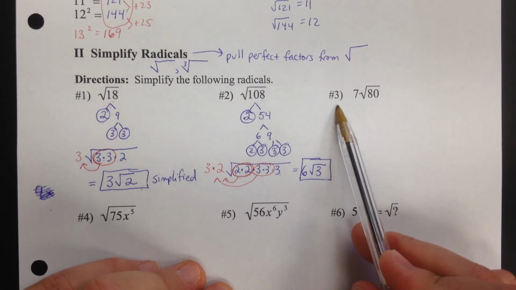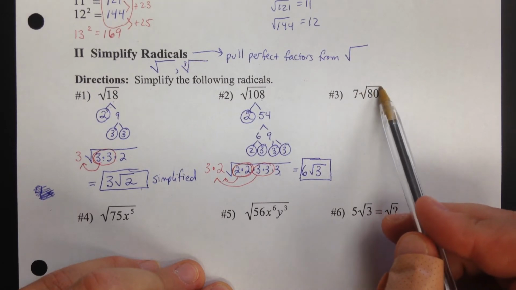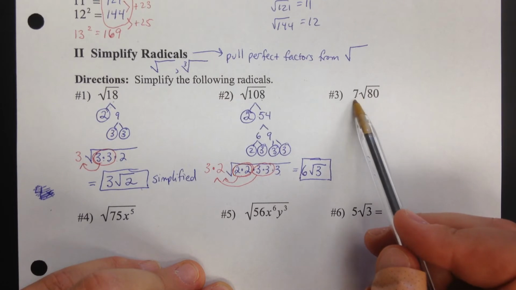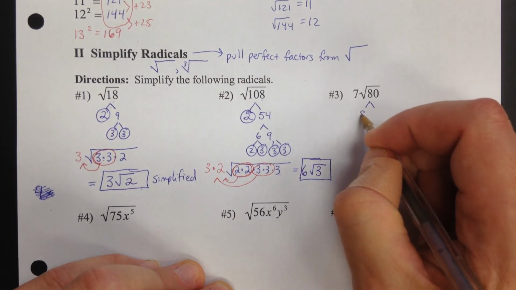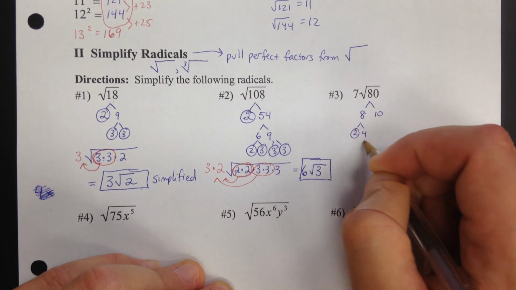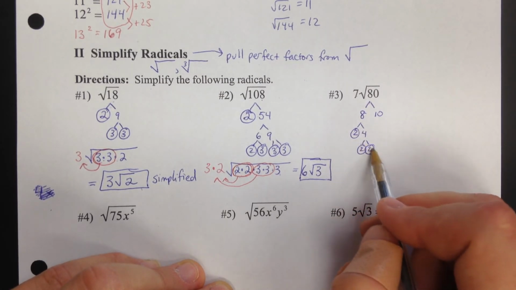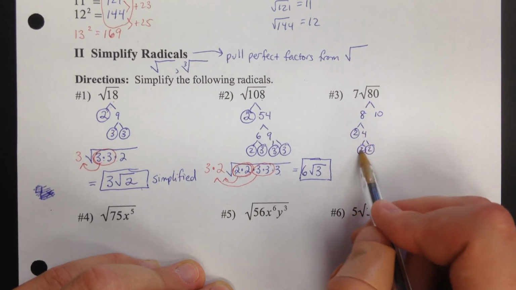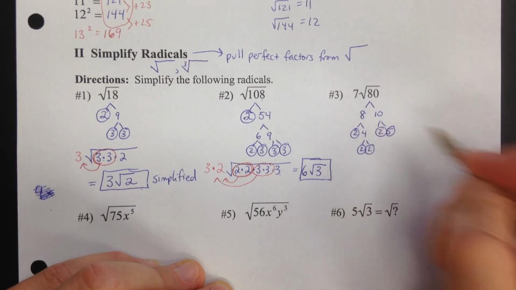In number 3, let's go ahead and do that. 7 times the square root of 80. So to start this, we're going to ignore the 7. We're going to leave that where it is. Let's do a factor tree for 80. So I'll say 8 times 10, and then 8 is 2 times 4. 4 is 2 times 2. I always break it down into just prime numbers, and 4, because I can divide it, I keep going. 10 is 2 times 5. Both of those are primes.